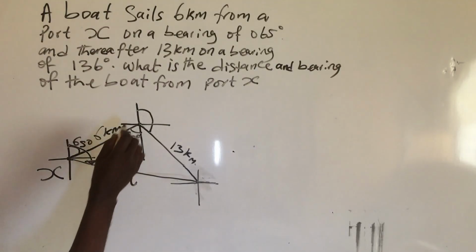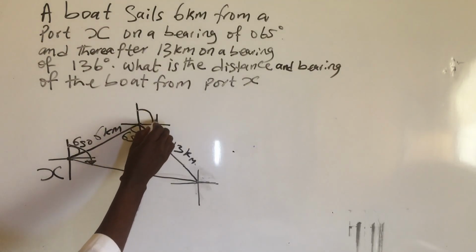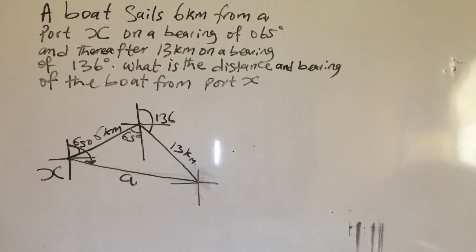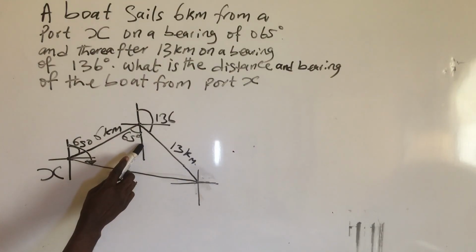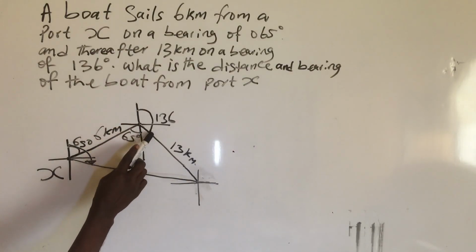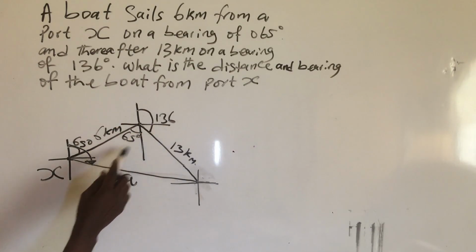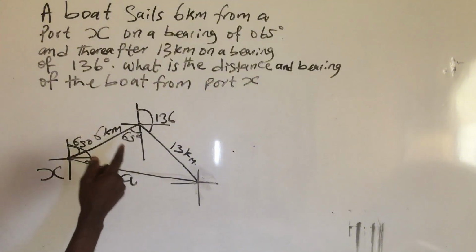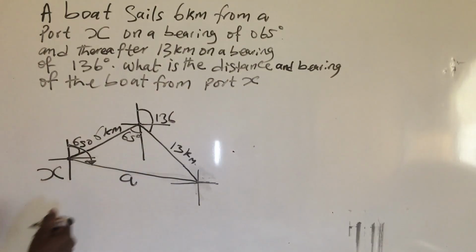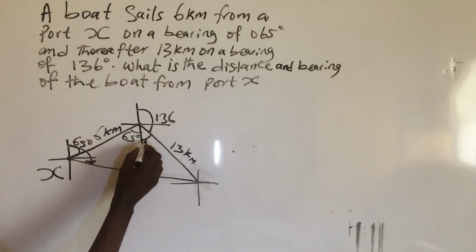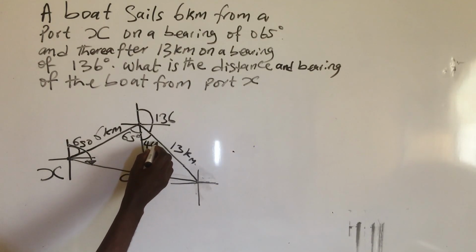Remember that this angle here to here is 136 degrees. All right, so remember that from here to here is 180. And we have already 136. So the angle that will remain here is 180 minus 136 to enable us to get this angle here. And what we will have here now is 44 degrees.